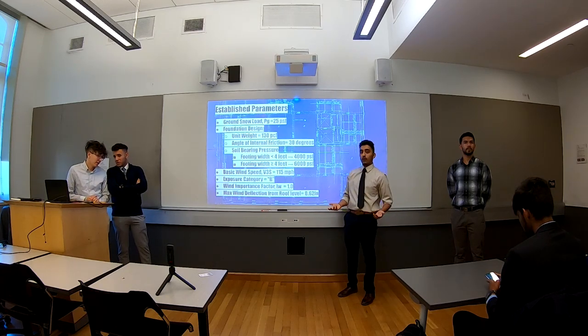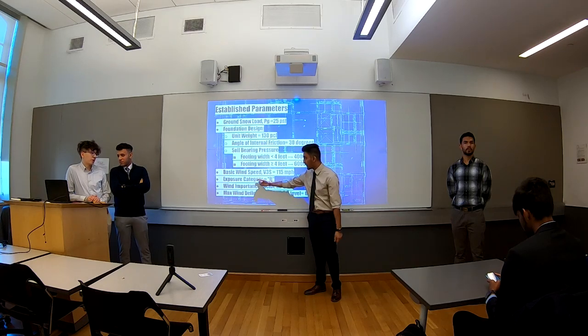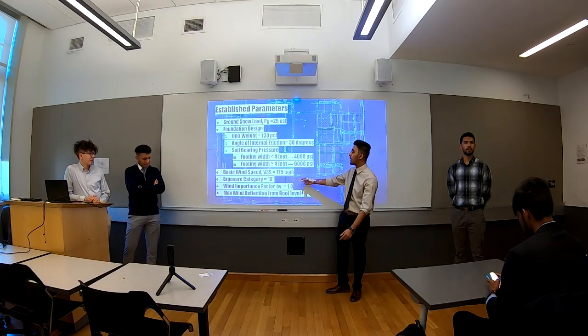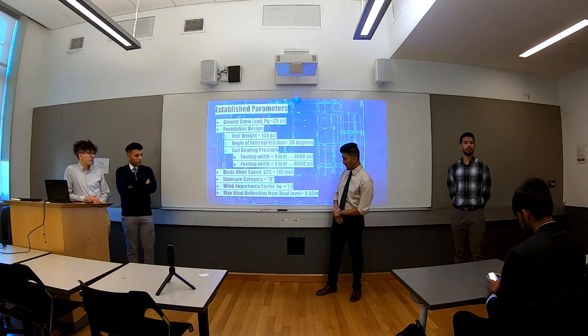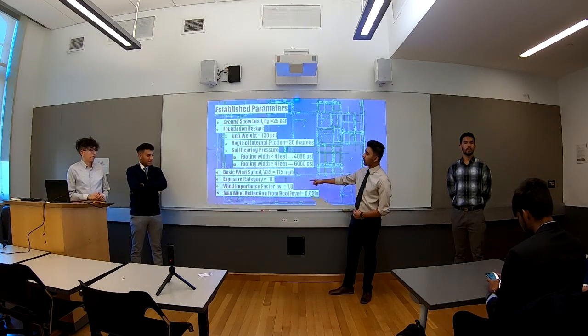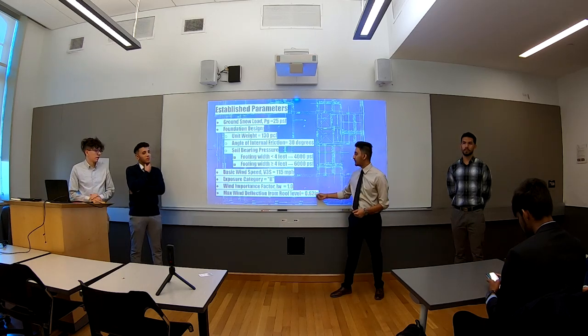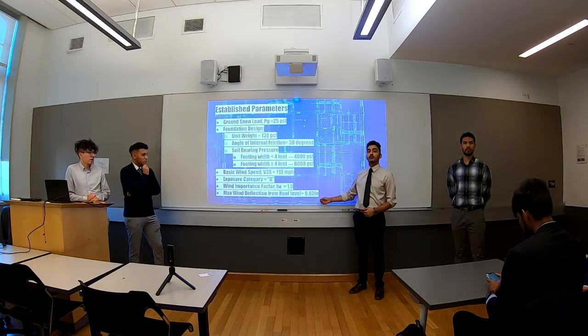Like I said, we are in New York, so we're faced with a lot of wind, and that's something we also calculated, which came out to 115 miles per hour. This gave us an exposure category of B. Going along with the wind, we have a wind importance factor of 1, and the max wind deflection we calculated was 0.62 inches.